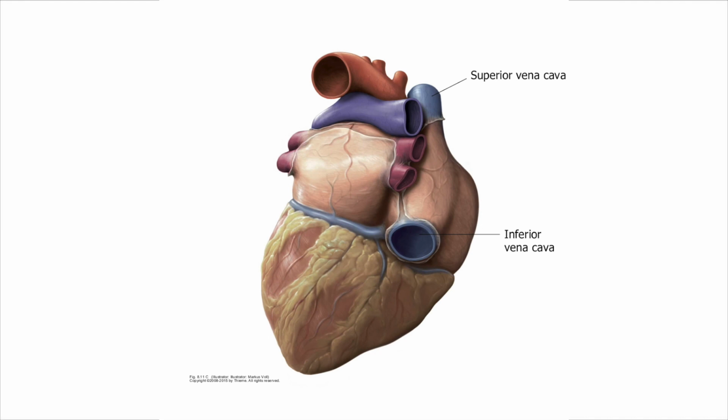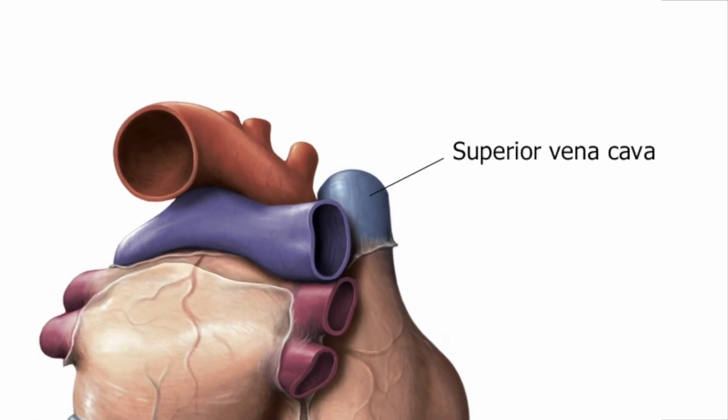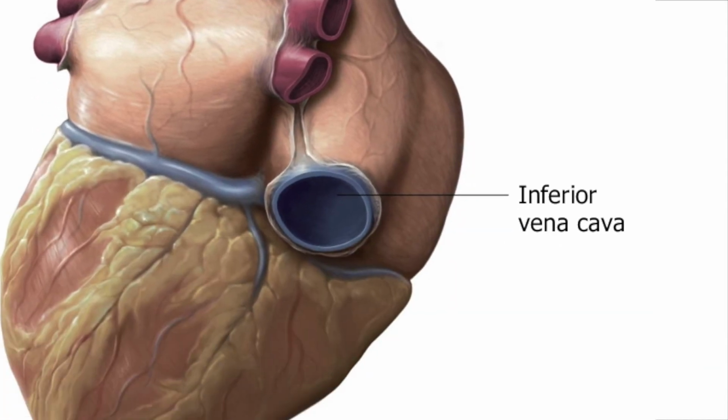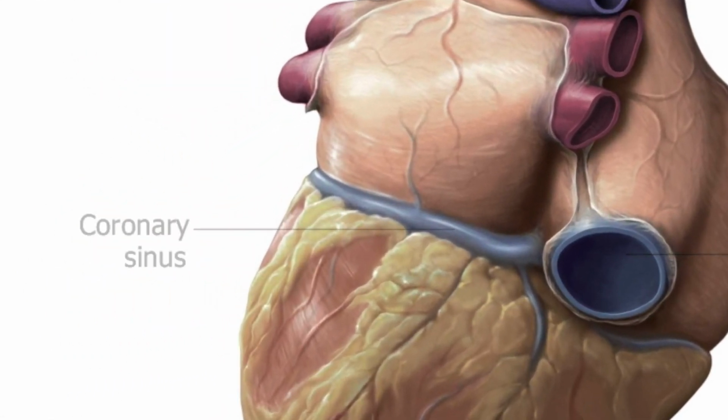The 2 main veins that carry blood back to the heart are called the superior vena cava and the inferior vena cava. The superior vena cava can be found entering the upper portion of the right atrium. The inferior vena cava can be found entering into the bottom portion of the right atrium. The coronary veins are on the surface of the heart. The coronary veins drain into a large vessel called the coronary sinus. The coronary sinus is found midway up the posterior side of the heart and drains into the right atrium.